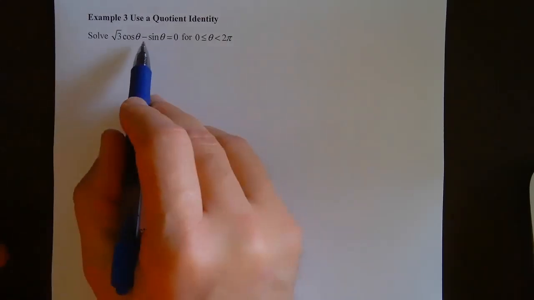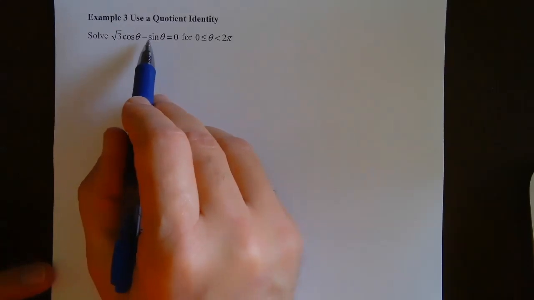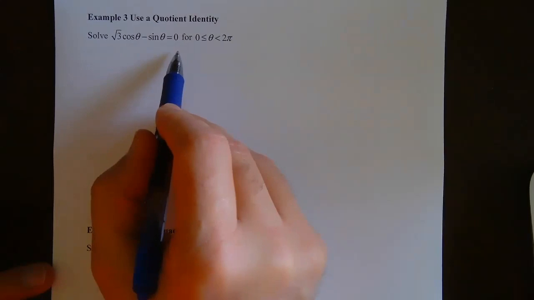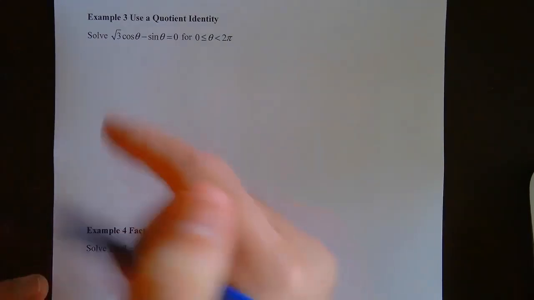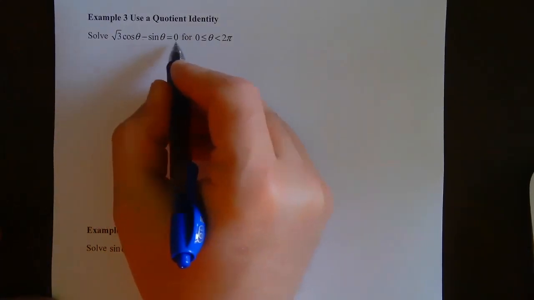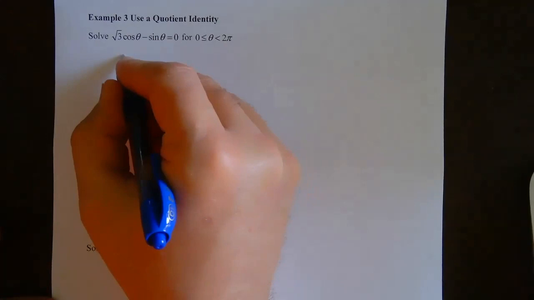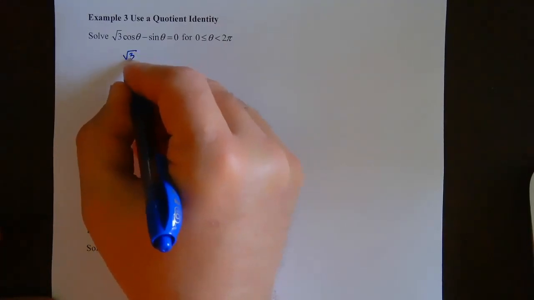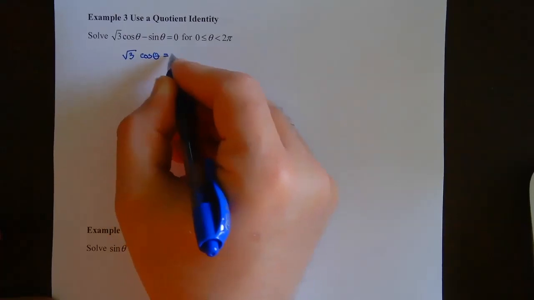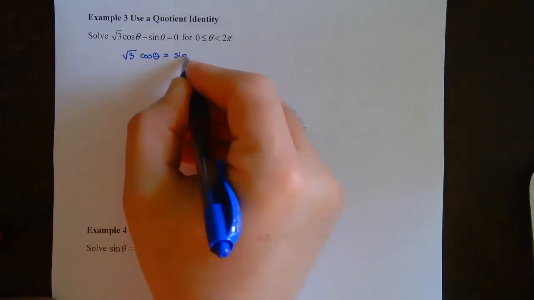But you can switch it to another trig function. And here's how we're going to do it. So you look at this and go, okay, if I add sine theta and divide by cosine theta, sine theta over cosine theta will be a trig function. So that's why I'm saying use a quotient identity. So what we're going to need to do is add sine theta to both sides, and that would result in giving me square root of 3 cosine of theta is equal to sine of theta.